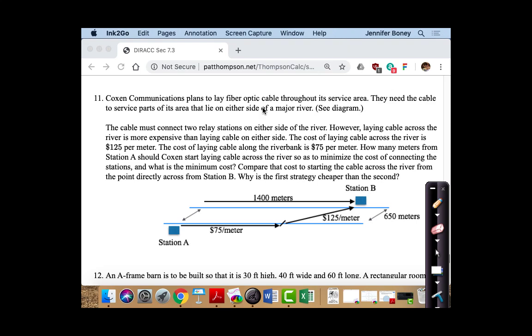I'm going to draw my own diagram on a blank sheet, so that there's space to do work here. 1400, 650.